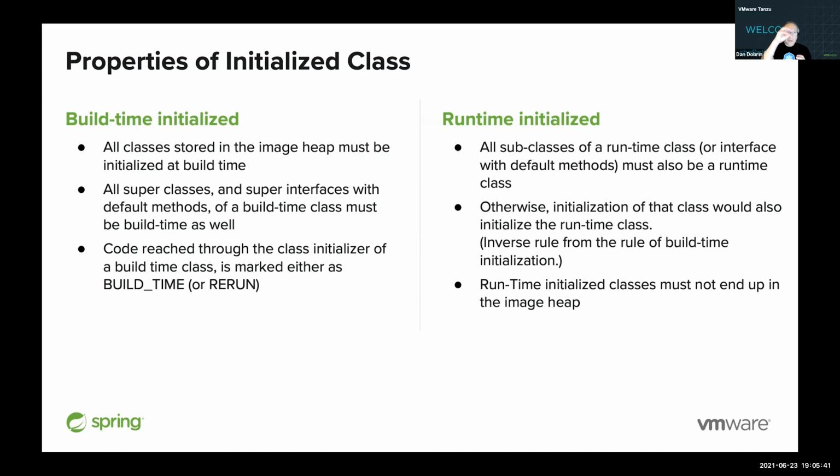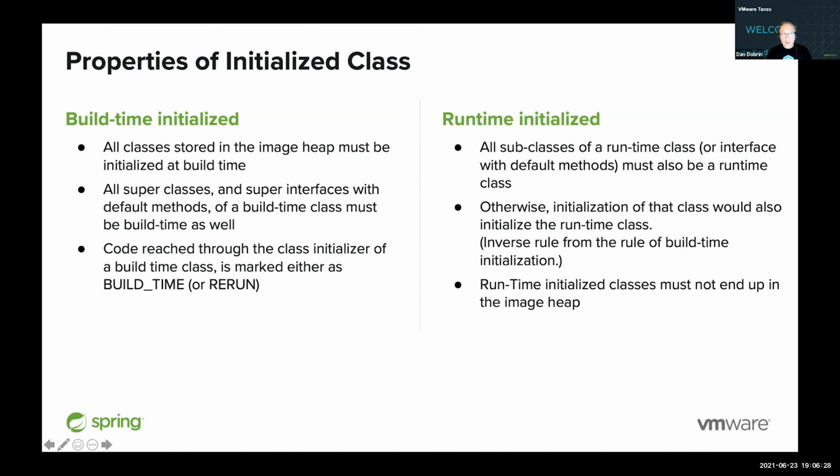But all the super classes and all the classes which could be initialized on the path must also be initialized at build time. So the code reached through the class initializer of a build time class is marked either as build time or rerun. So build time, internally by Graal, is marked that the class is initialized at build time. All of its static fields that are reachable are saved in the image heap. Rerun is an internal state, which means build time by accident. And we're going to have to avoid this because this is one of the problems which falls in the last category, things which work differently and they could trip us up. So these static fields will be evaluated at runtime.